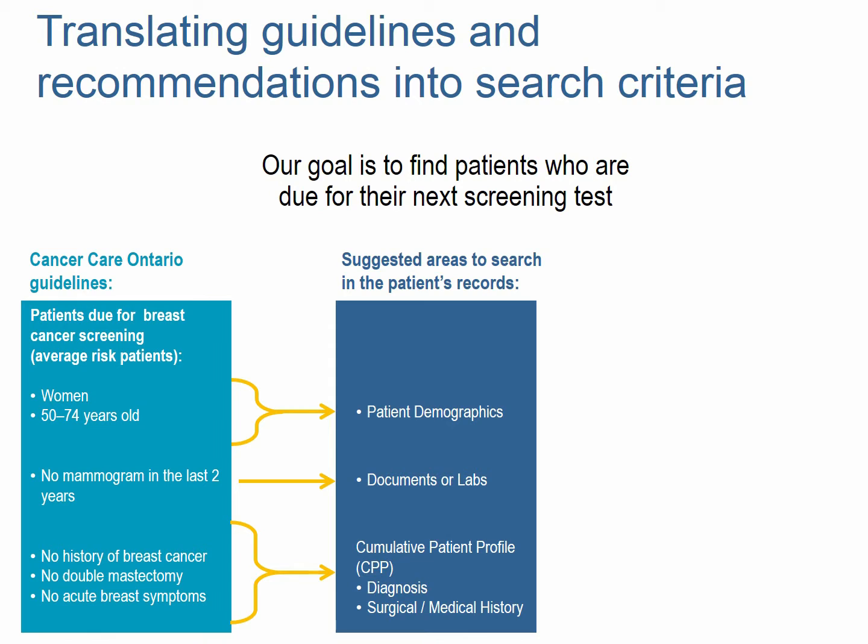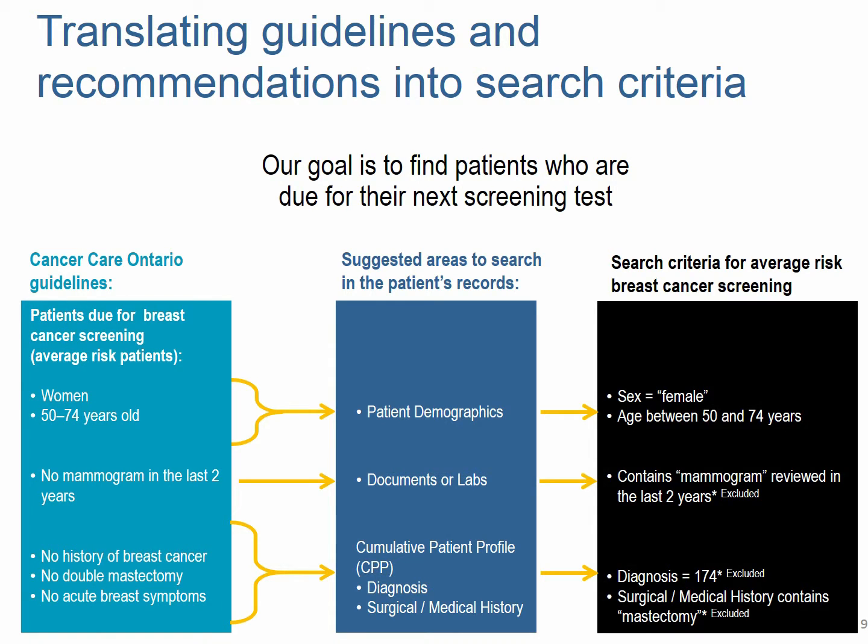Once you have an idea on where you will search for the data, the last box illustrates how you can define the rules of what you'll be searching for. So in the age and sex field, you're looking for patients 50 to 74 years old and female. In the documents or lab sections, you're looking for a mammogram result in the last 2 years and making this exclusion criteria. And in the cumulative patient profile, you're looking to exclude patients based on their medical history, such as a diagnosis of breast cancer or a previous mastectomy.